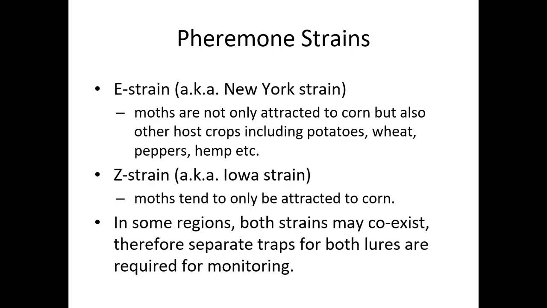And so when you look at the IPM monitoring website, you'll see that they provide the data for the E strain, the Z strain, and they also have a hybrid strain that they're trying out to see if you can use one pheromone lure to monitor both populations. So all of that information is on the Great Lakes Maritimes IPM monitoring site.